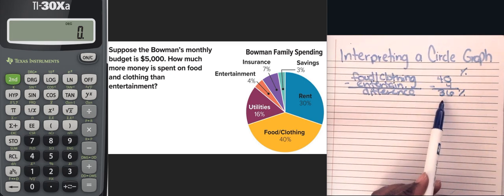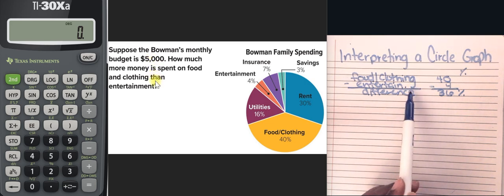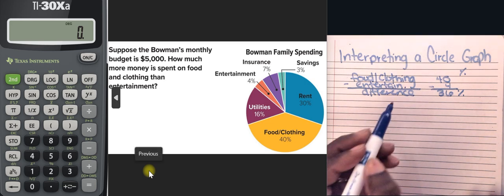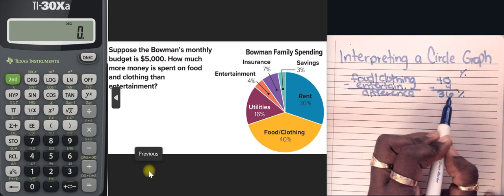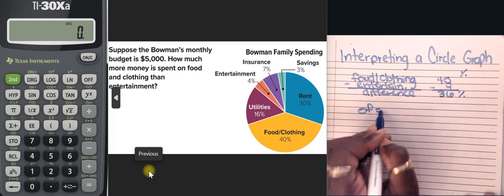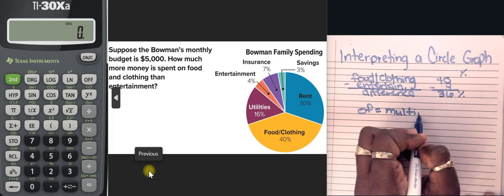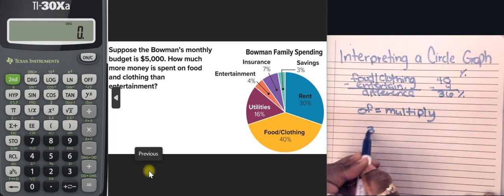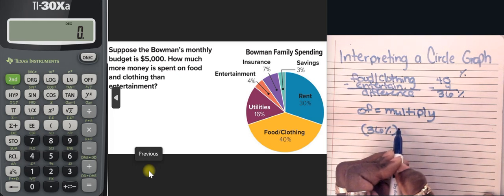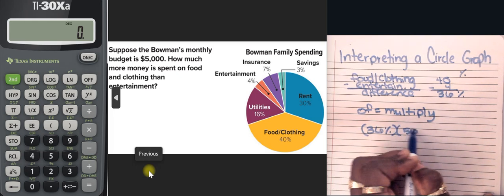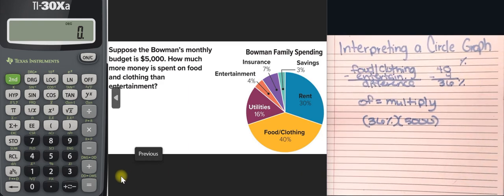So what about the values? Because they ask us how much. Well, remember, these percentages represent a percent of the whole, which is 5,000. So they spent 36% of 5,000 on food and clothing more than they did on entertainment. So let's see what that looks like. So 36% of 5,000. So remember that clue word of means that you are multiplying. So 36%, I'm just going to write that down. Of means that we're multiplying 5,000. So it may look something like this when you first write it out.